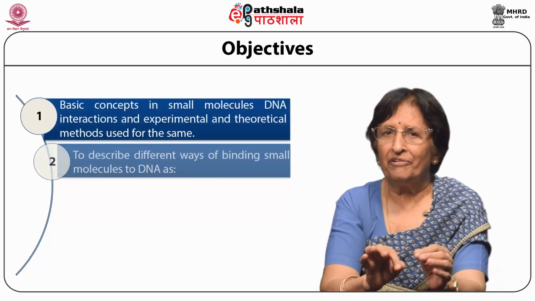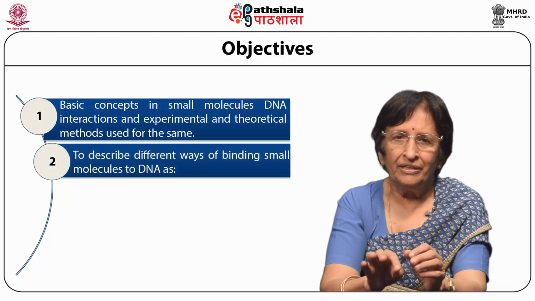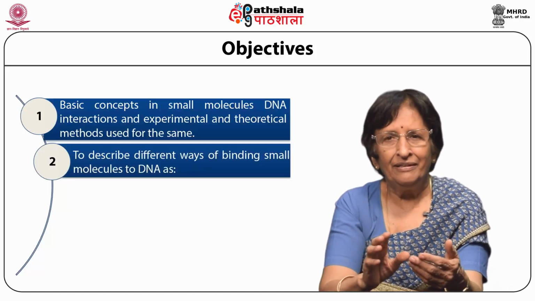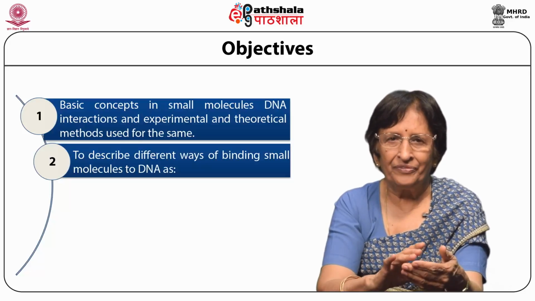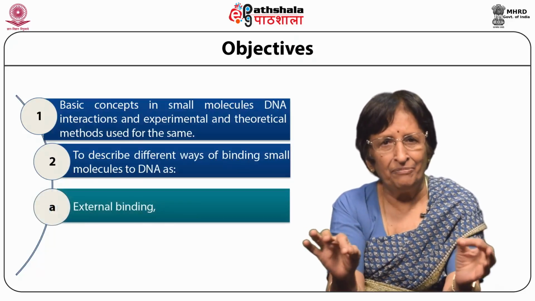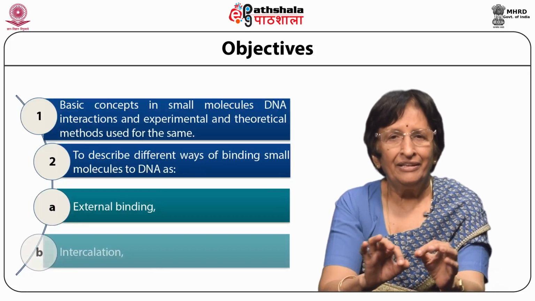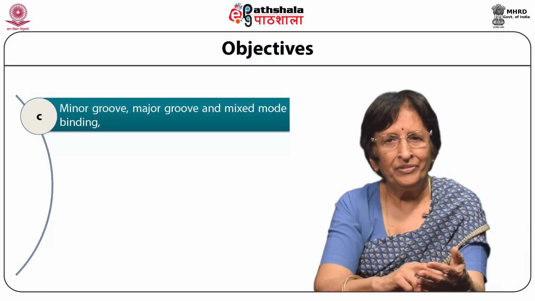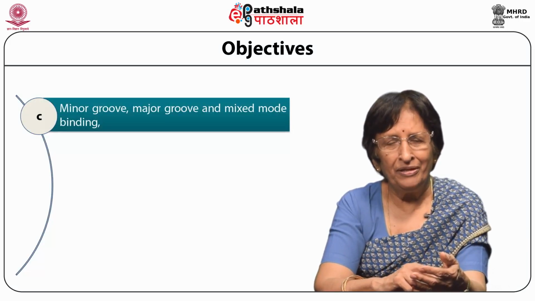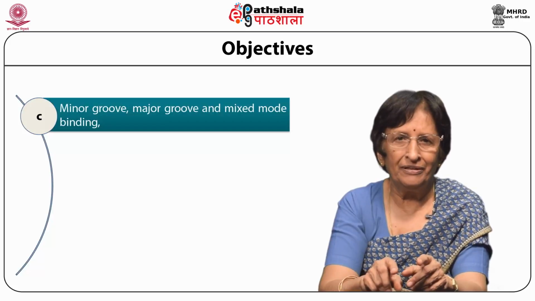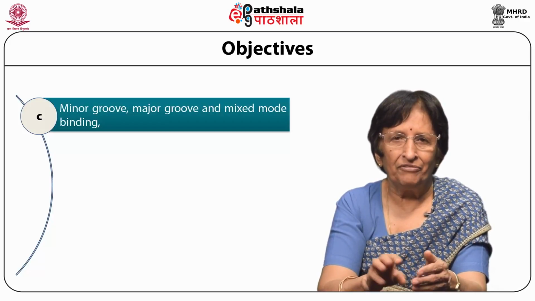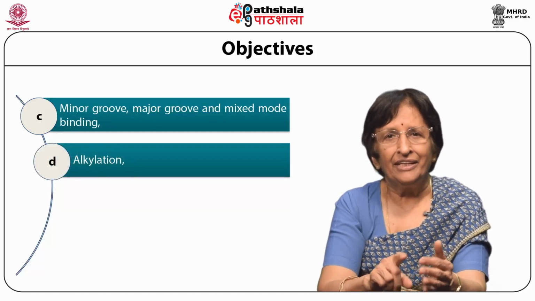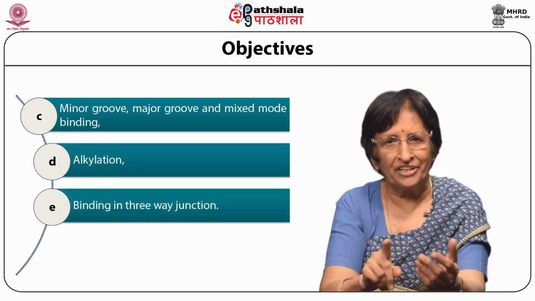Next, I want to describe different ways in which small molecules can bind to DNA. These are external binding mode, intercalation, minor groove binding mode, major groove binding mode, and mixed binding mode. Then we'll do binding by alkylation, then binding at the three-way junction.